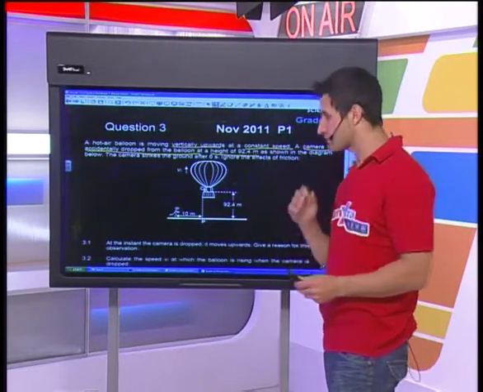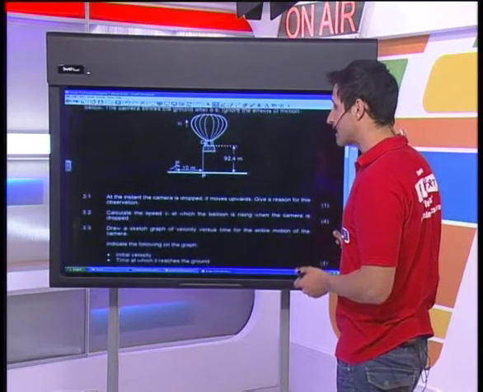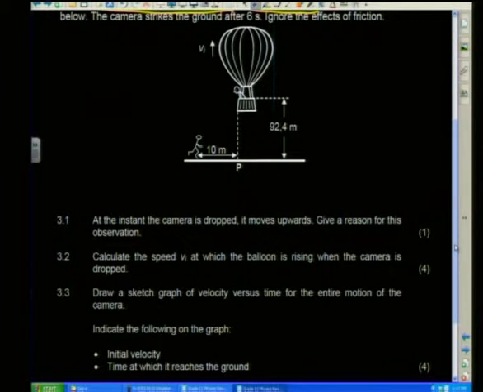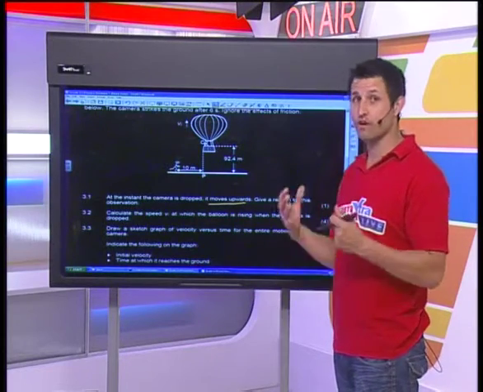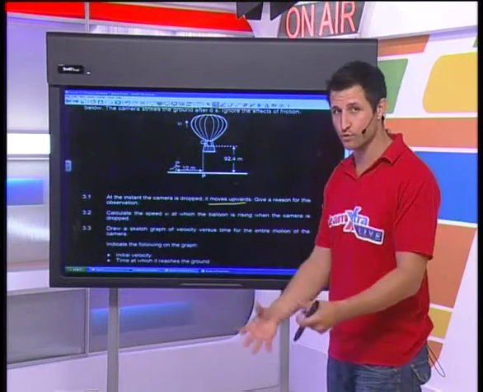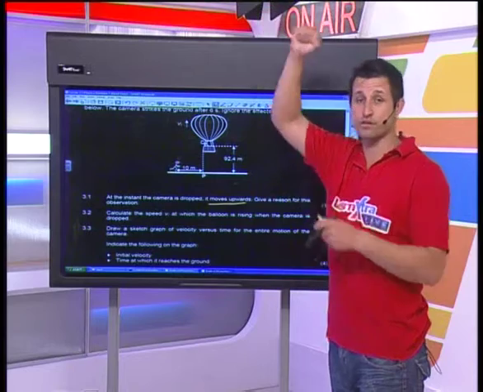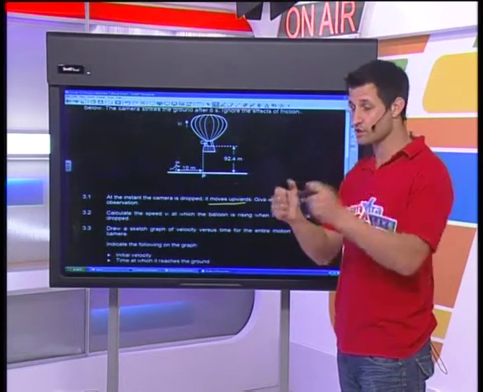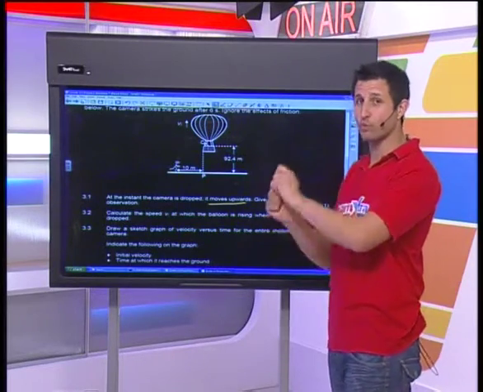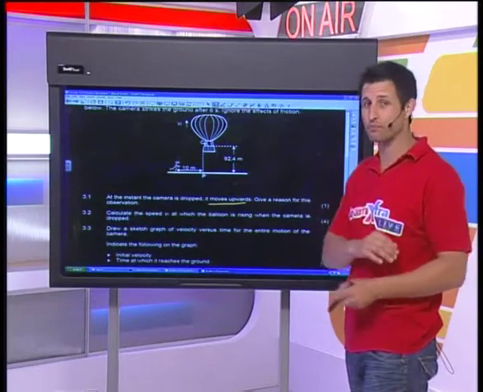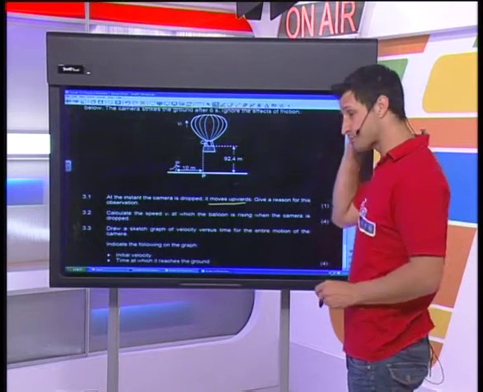I want you to think about this so carefully because the first question asked me about that. It says, at the instant the camera is dropped, it moves upwards. They tell us it moves upwards. You cannot fight with these examiners. They know what they're talking about. It still continues to move upwards. Give a reason for this observation. We're going to do this one quickly and descriptively. The reason the camera still moves upwards is because of Newton's first law. An object will continue in its state of motion. It has inertia. Eventually gravity will slow it down and it'll stop, turn around and start coming back down. But the camera has inertia, so it's not just going to suddenly stop dead and start falling. It was moving upwards with the balloon. So you can say that the camera was moving with the balloon, moving upwards initially. It's not just going to suddenly stop. That's impossible.